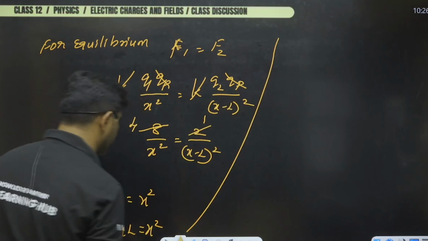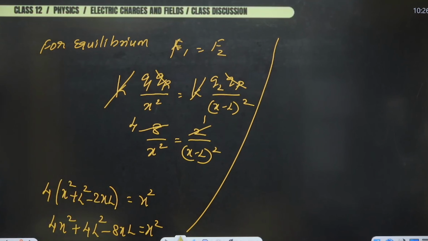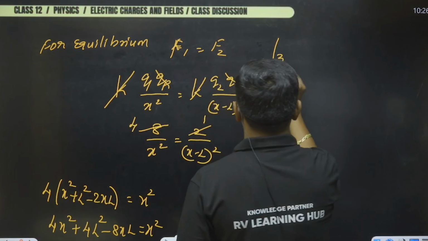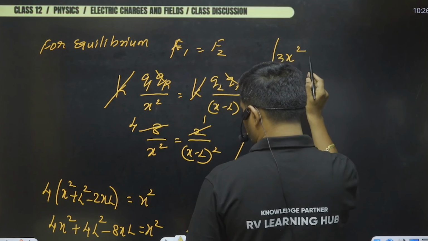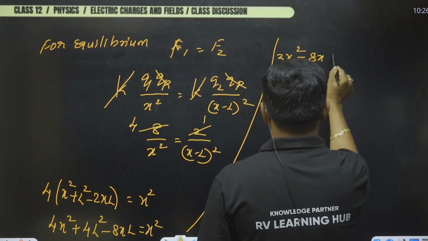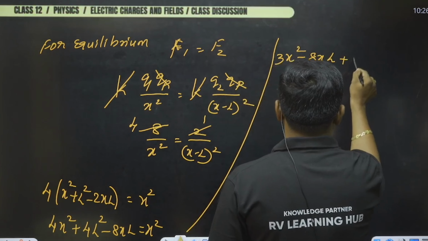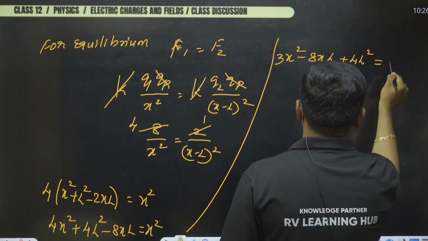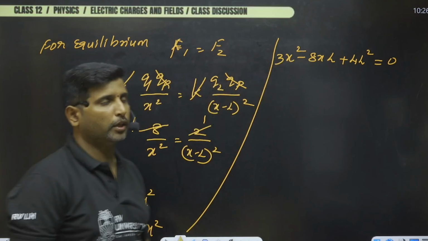So take this x square to the left hand side and simplify. Then you will get the answer as nearly... Please do this here. Finally you will get 3x square minus 8x into L plus 4L square must be equal to 0.